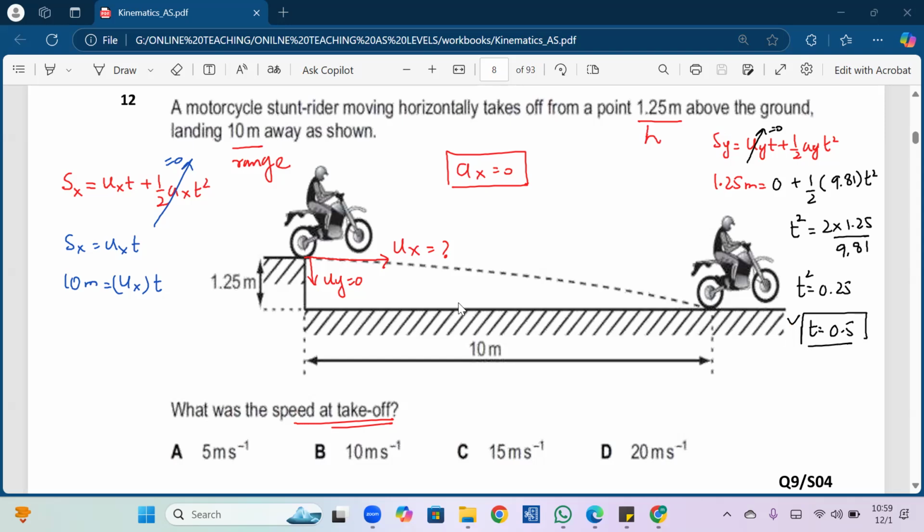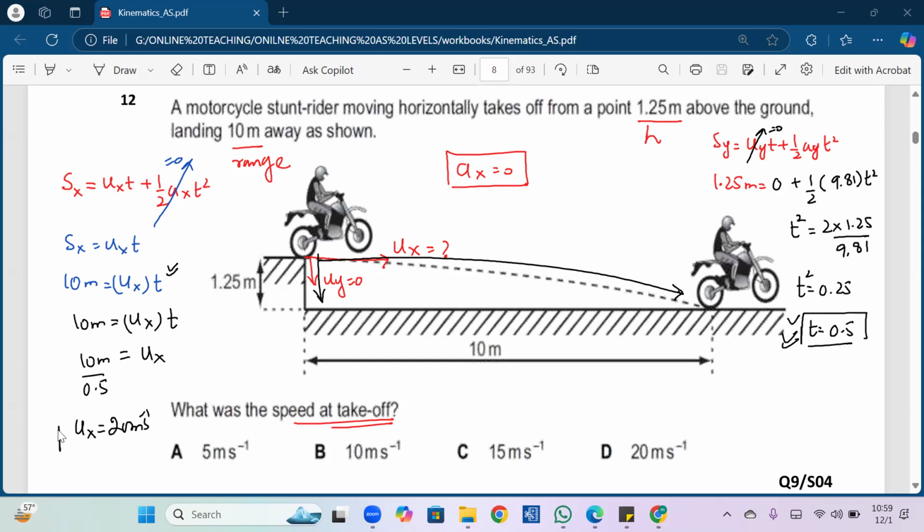Now the time the object takes to come here is exactly the same time it takes to come here as well. That's why I can take this time to be the same here. So it would be 10 meters equals ux times t. So ux would be 10 meters divided by 0.5. So ux would be equal to 20 meters per second. That's all. So the answer is D.